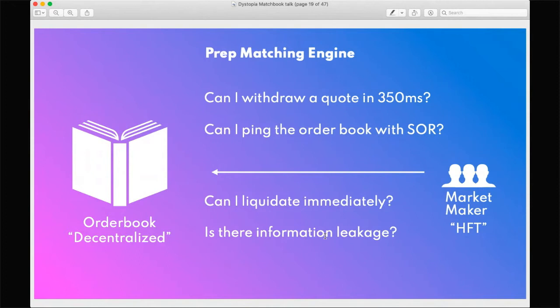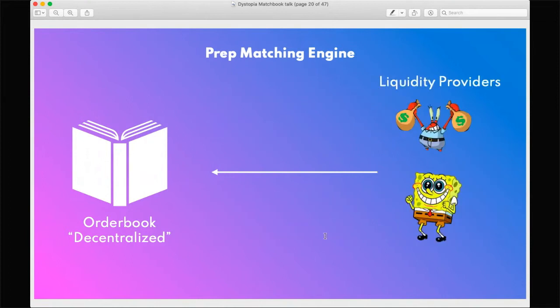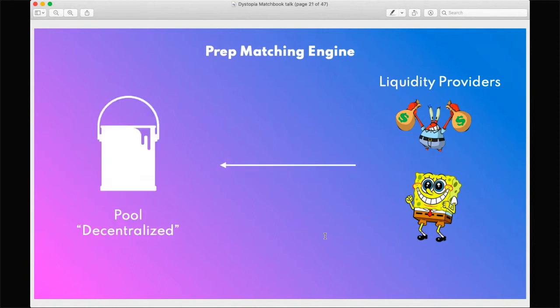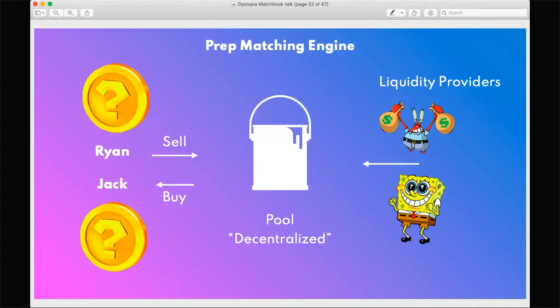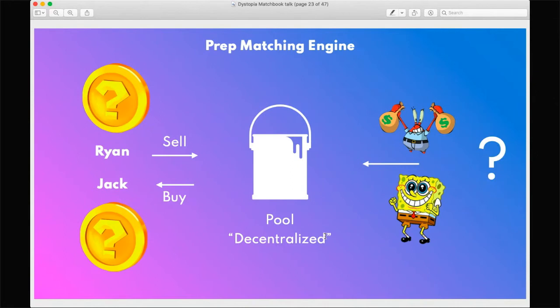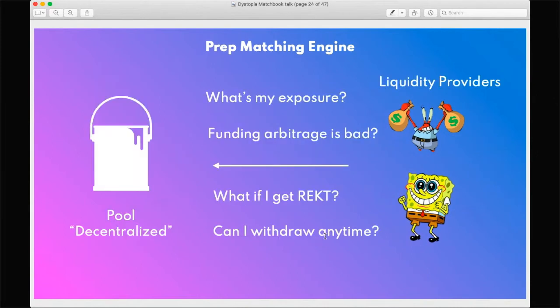Well, the order book is very naive in the case of a decentralized setting. It says, well, market maker, I don't need you. I'm going to call some of my other friends who are these liquidity providers. And these liquidity providers are going to give all of their money to me, and I'm going to create a pool. And I'm going to use this pool to trade with Jack and Ryan. Well, that sounds pretty exciting. But apparently it's not. It opens up a bigger problem, which is, oh man, what happens if I lose money? Well, that's just the beginning of the problem.